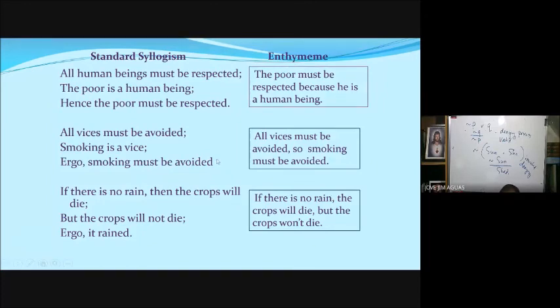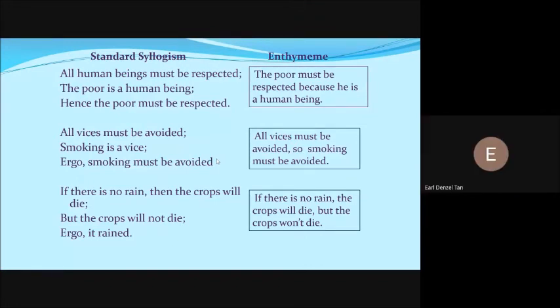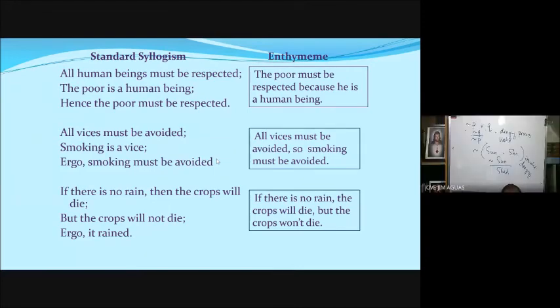Let's go to the third. If there is no rain, the crops will die. But the crops will not die. Obviously, these are premises. So the implied statement there should be the conclusion. What will be the conclusion? It rained. Correct. It rained, or there is rain, or there was rain. So that is the implied statement. Now keep that in mind.